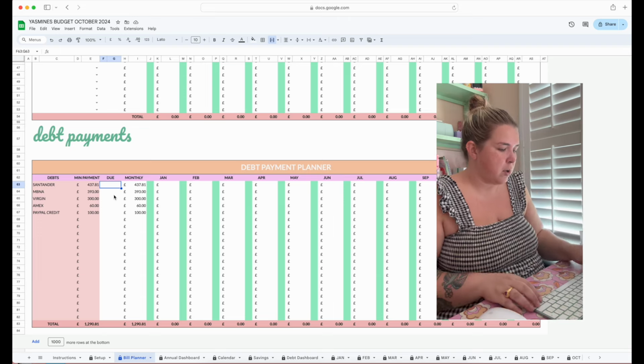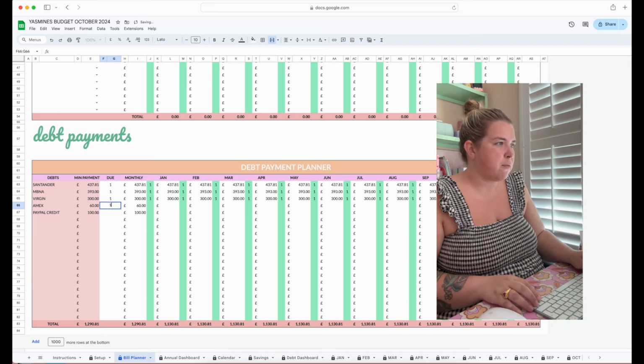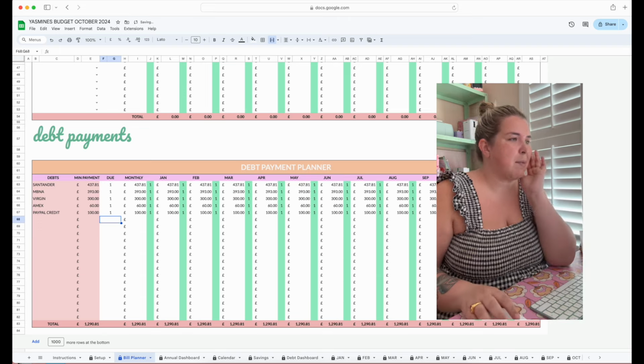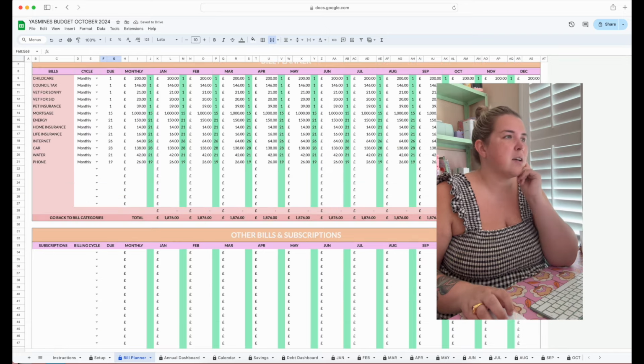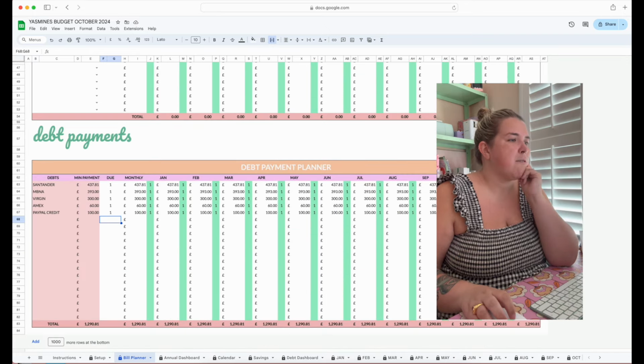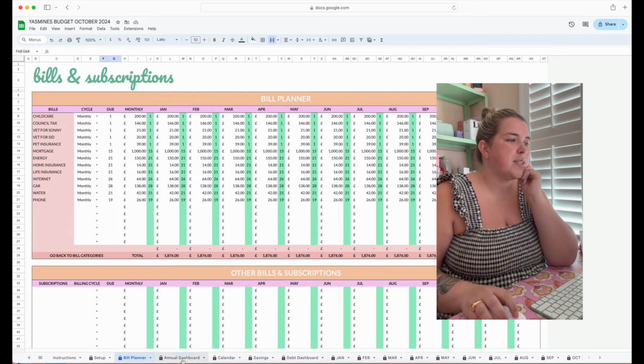Debts are due. I don't actually know when these debts are due. Do you know what? I'm going to put first for all of them because I just need the money to be there anyway, and I can correct that later. So I have filled out everything that I need to on this section.